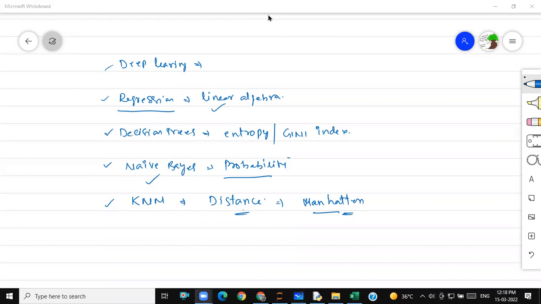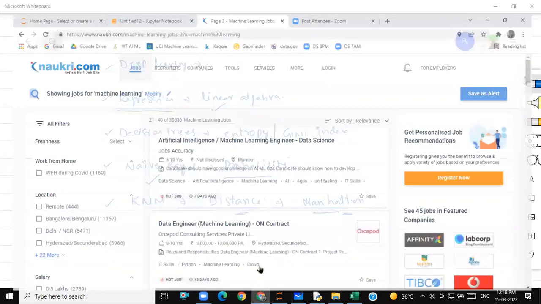Is Hyderabad or Pune better for machine learning opportunities? Actually, as of now, Bangalore is very good. As of now, Bangalore and Noida have good opportunities, but it is due to this pandemic. But as of now, even in Hyderabad, if you go to the job portals, generally we'll see them.